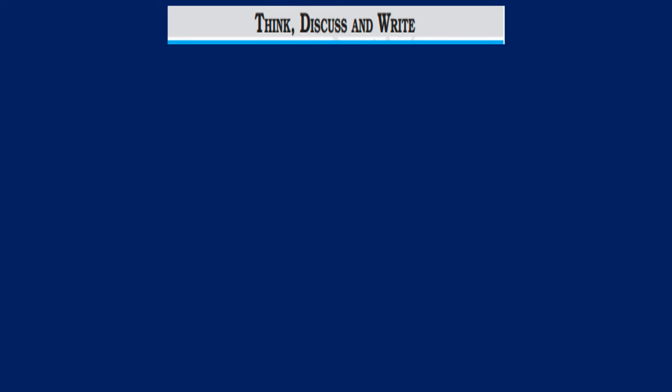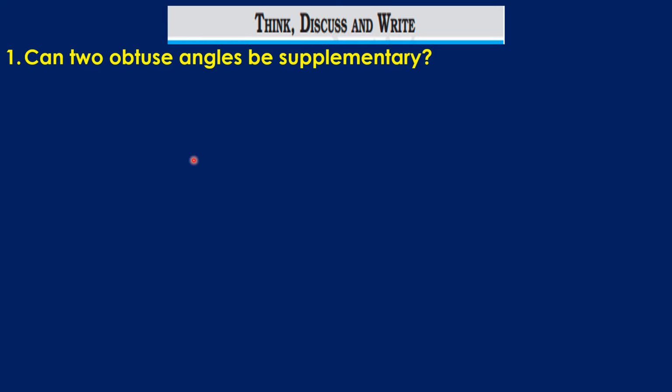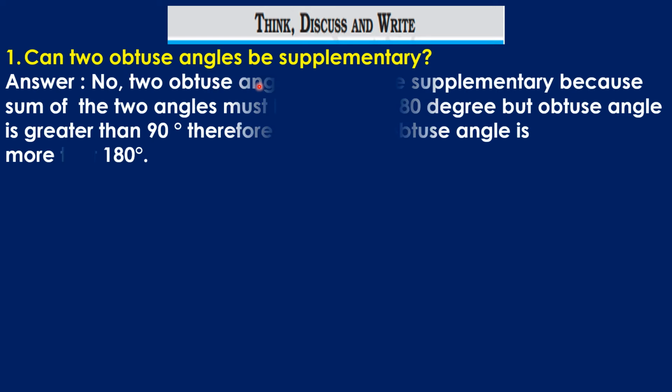So we'll see a few questions under supplementary angles. The first one, can two obtuse angles be supplementary? So what is a supplementary angle? The sum of the measures of the two angles must be equal to 180 degree. And what is an obtuse angle? If the angle is greater than 90 degree, then we call it an obtuse angle. So here what is the question? Can two obtuse angles be supplementary or not?